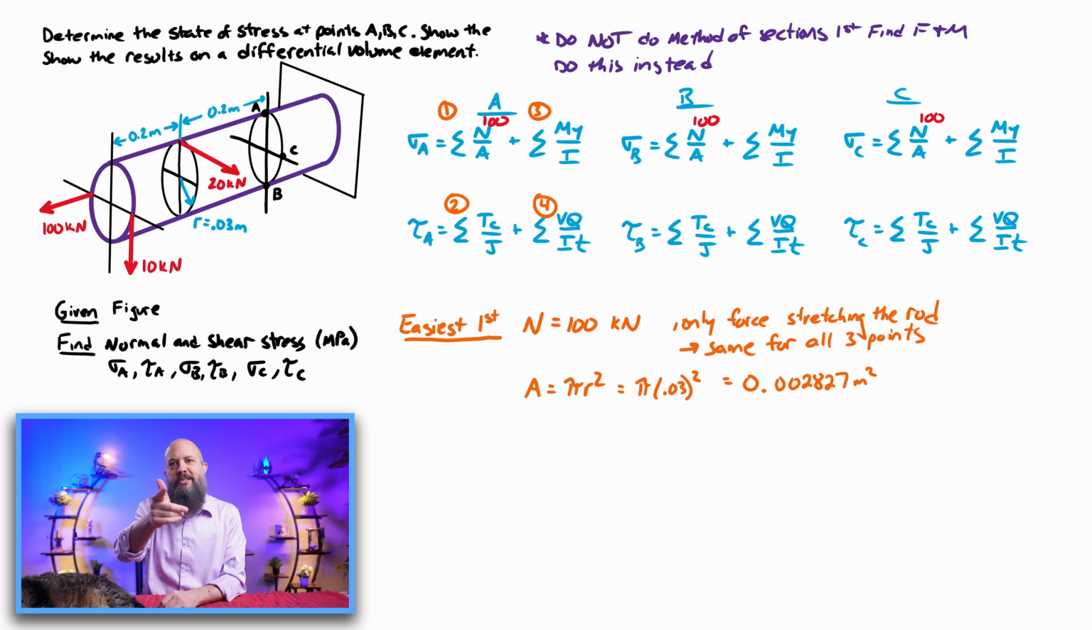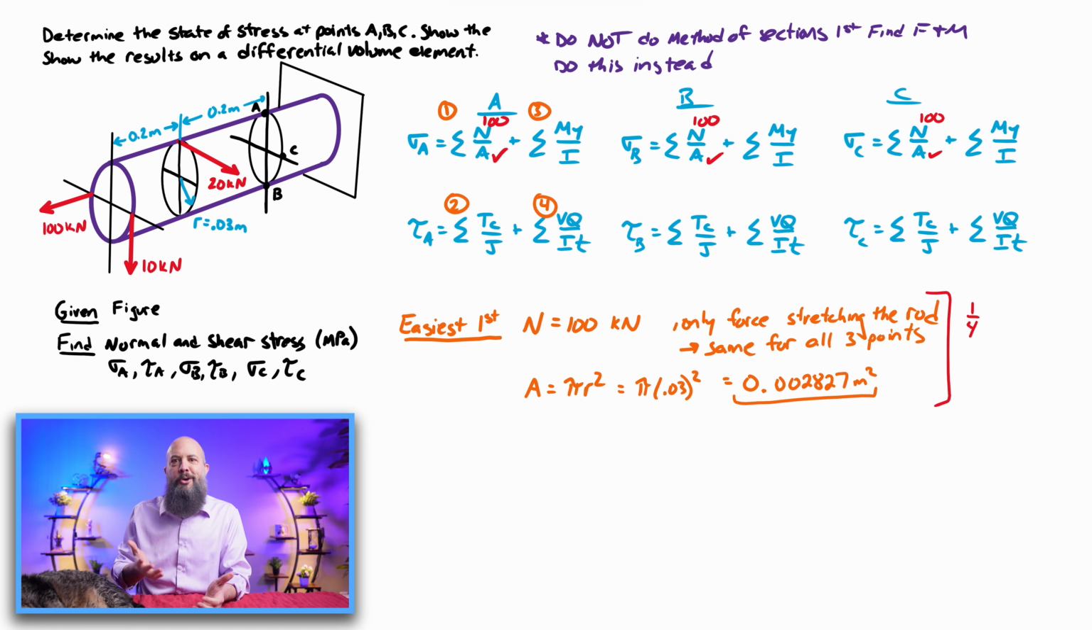All right, next, cross-sectional area. Pi r squared, we're given the radius, so 0.002 whatever for the cross-sectional area. And now we have N over A, so we are 1/4 of the way done with the problem. Sort of. Not by time, only by category.